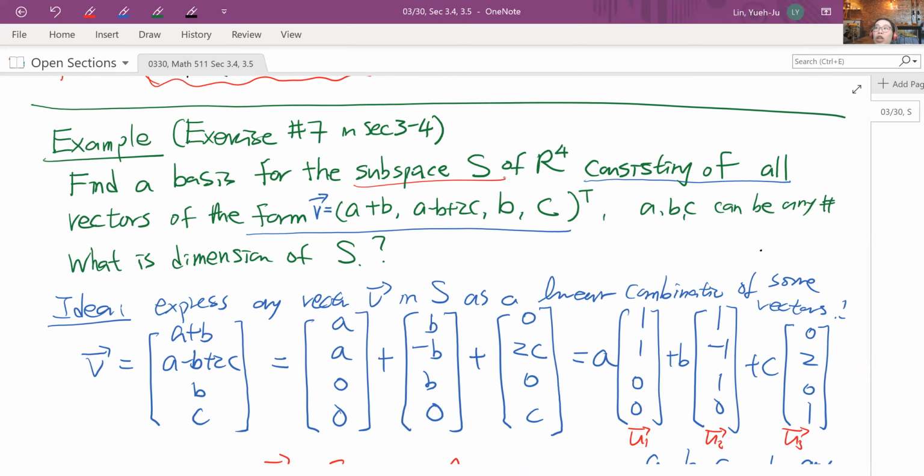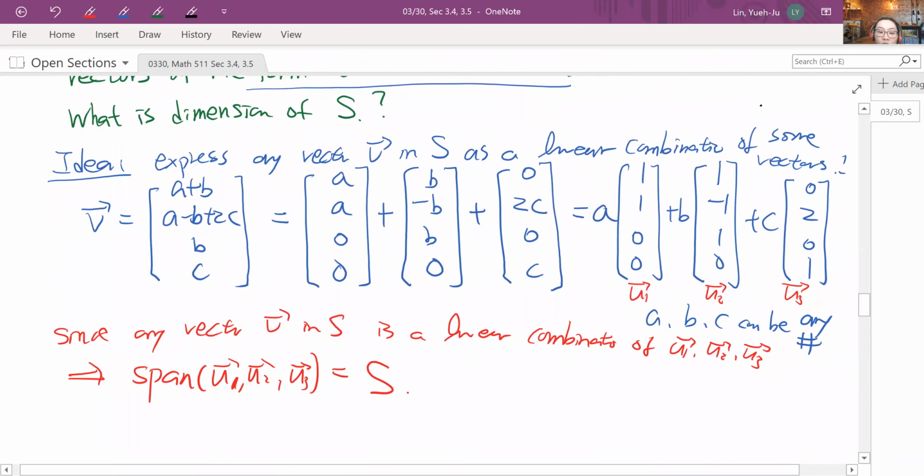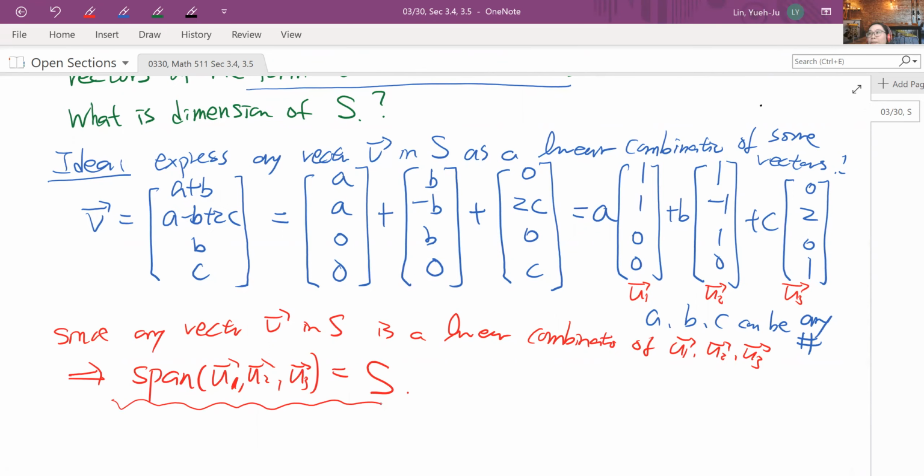It could be dimension 4, dimension 3, dimension 2, or dimension 1, right? I don't know. So if I don't know the dimension to start with, then unfortunately I need to check the two definitions of finding a basis. One is the spanning set, one is linear independency. Right now, because they tell me explicitly what the arbitrary vector's general format looks like, I find that it always looks like a linear combination of these three vectors. So right away, I check my first criterion. I know these three vectors I just wrote down form a spanning set for S.